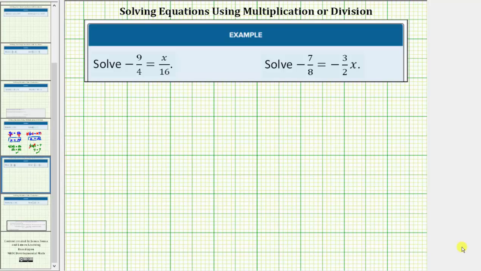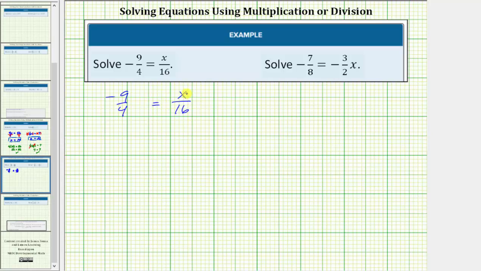We want to solve the given one-step equations. First equation is negative 9/4 equals x divided by 16. The solution to the equation is a value of x that satisfies the equation or makes the equation true. And in order to solve the equation, we need to isolate the variable on one side of the equation.